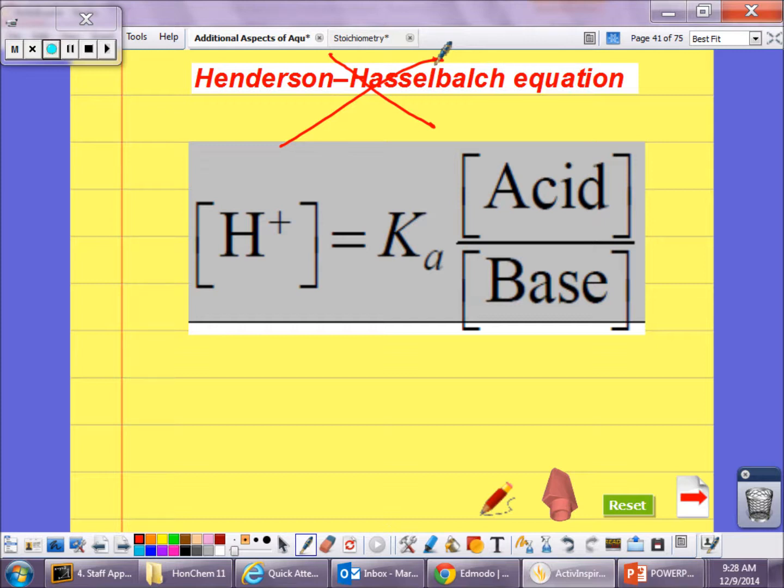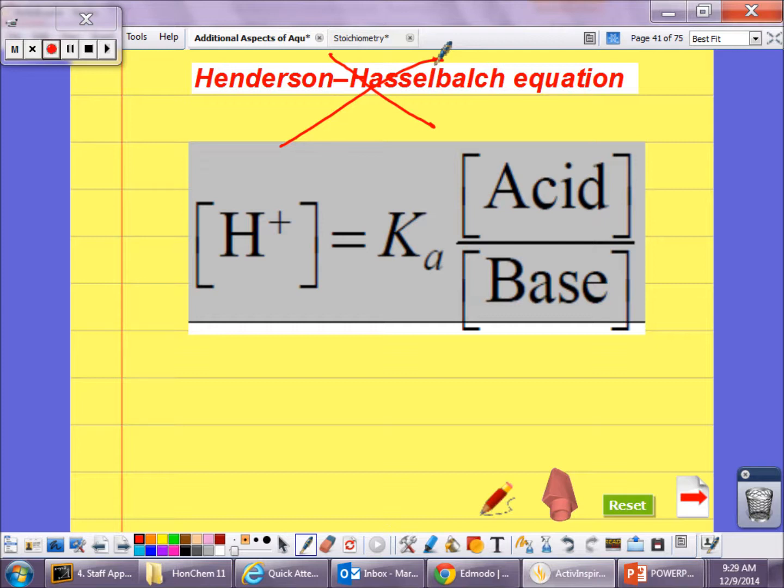All you have to know is recognize you have a buffer. If you have a buffer, doesn't matter what they ask. If they ask for pH, use it. If they ask for pOH, use it. If they ask for H plus, use it. If they give you Kb, don't use Kb, use Ka. Whatever they give you, I need for you to use this formula.